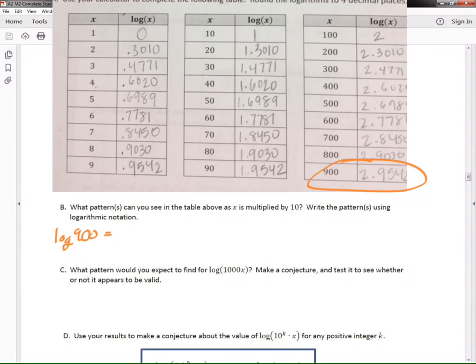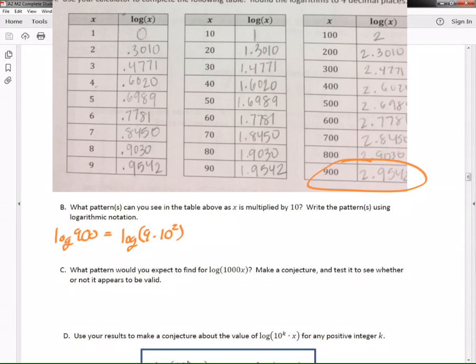And then how can we rewrite 900 with the 10? 9 times 10. Let's write log of 9 times 10 to the 2nd power, right? Because it has 2 10s. So that this stuff is inside the log. You don't have to put the parentheses there, but it does help.